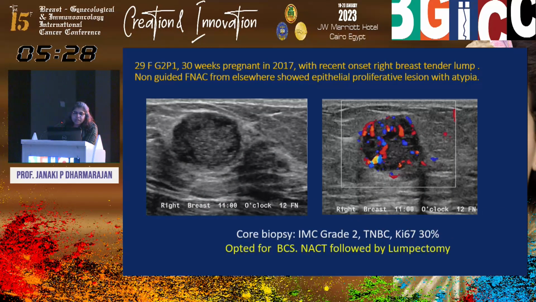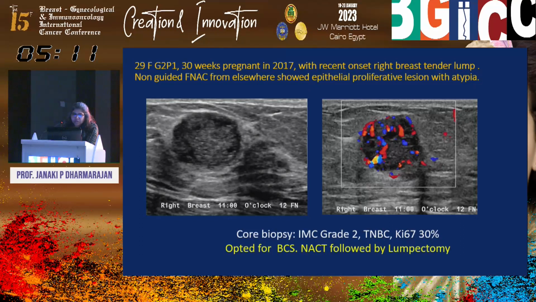Just to show, a 29-year-old lady who was 30 weeks pregnant in 2017 presented with a right breast lump. Core biopsy was performed. It was triple negative breast cancer. She opted for breast conservation surgery, so NACT followed by lumpectomy was performed.